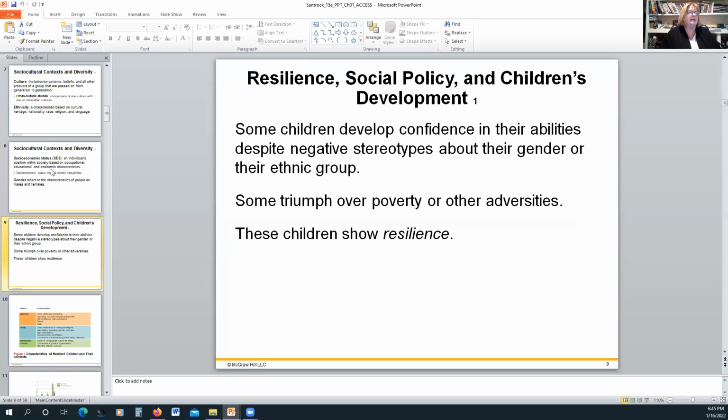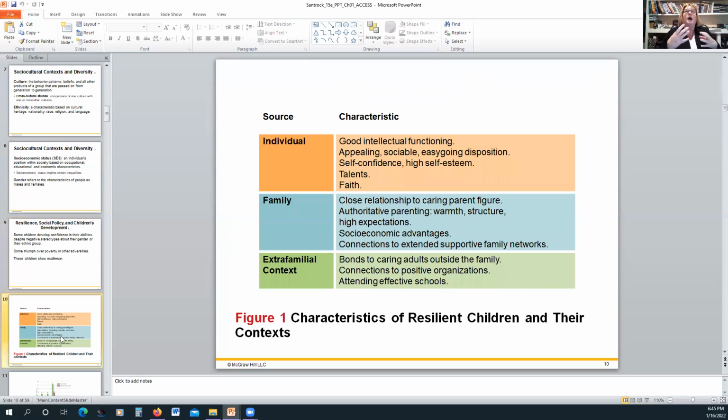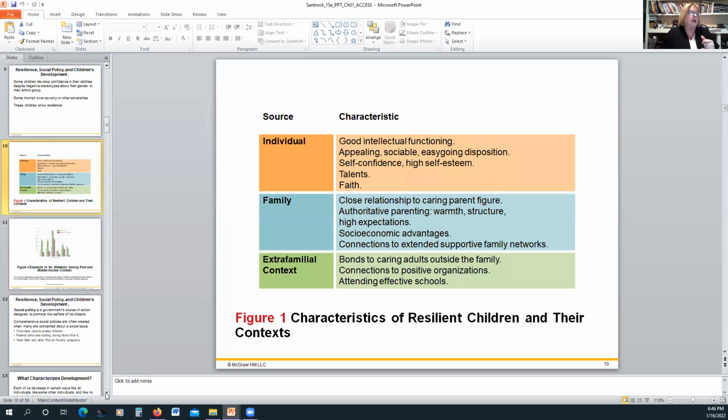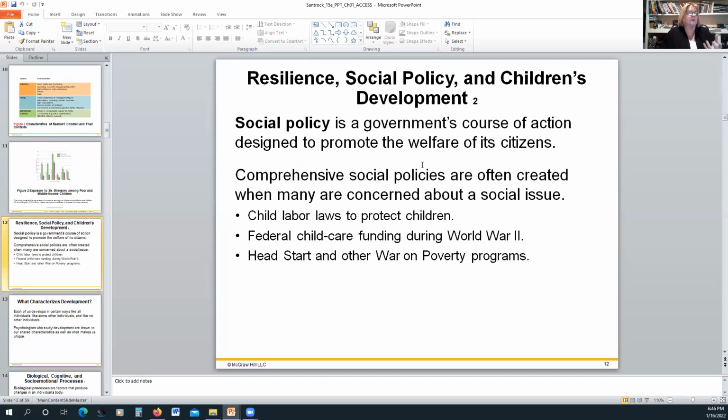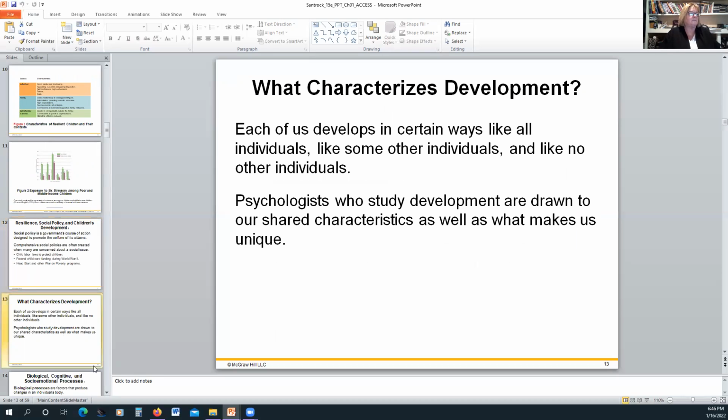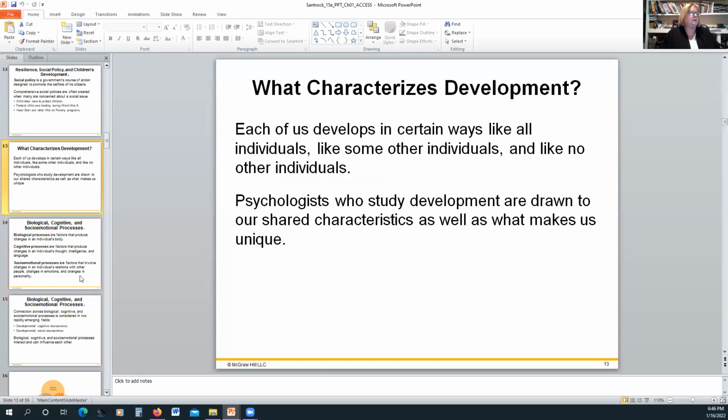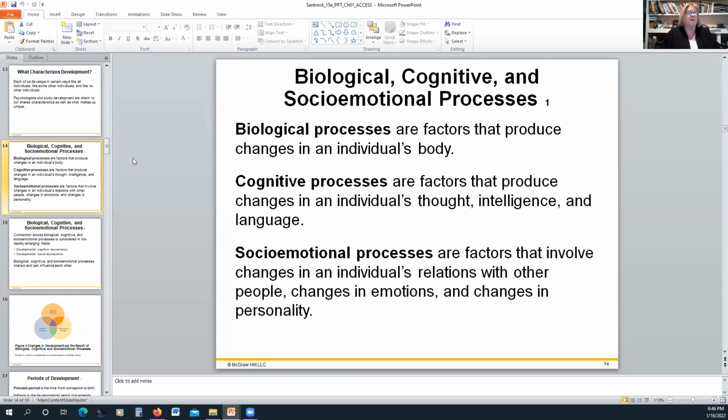When we're looking at kids, again, we look at their resilience and how they get through things, how they are able to handle situations. It talks about what makes resilient children. It also gets into social policy and some of the things that affect the development of children. It gets into areas of biological, cognitive, and socio-emotional processes.